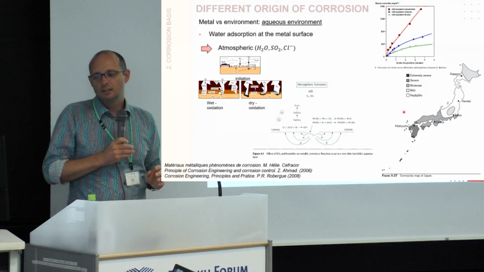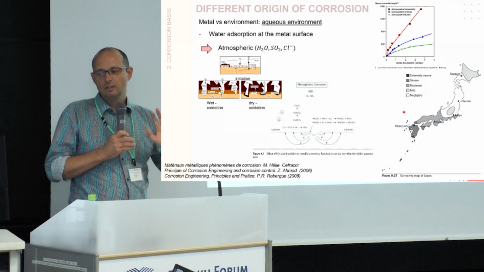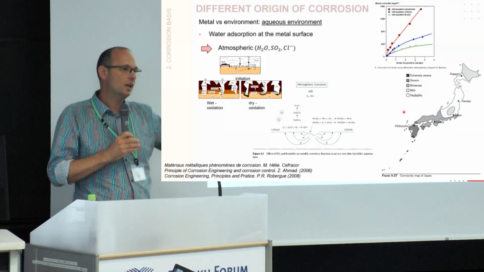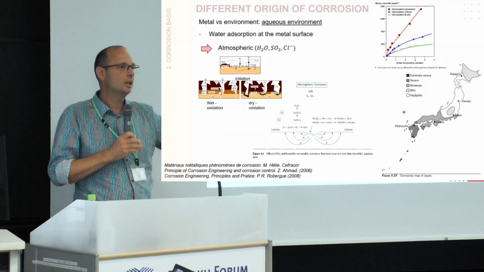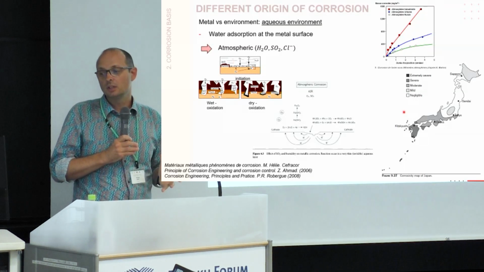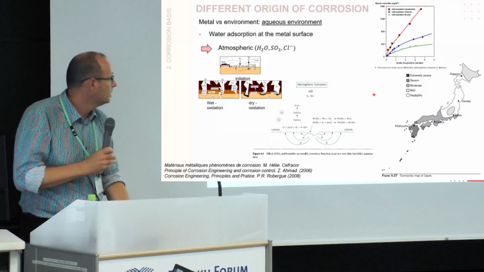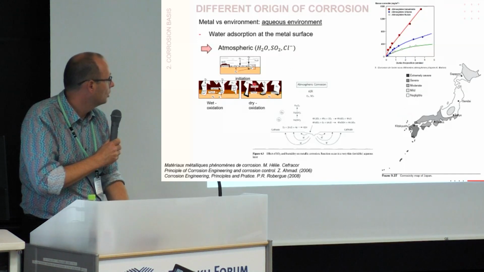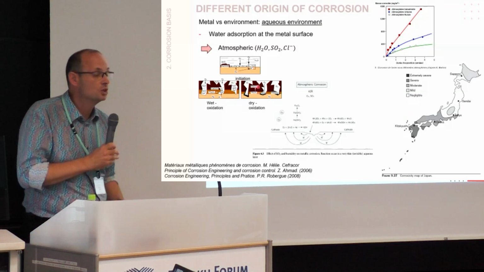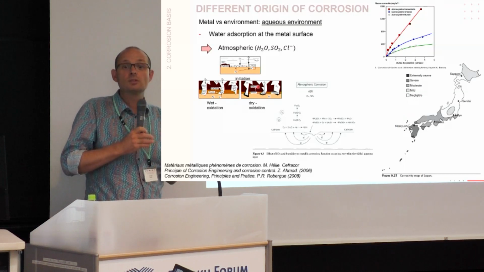So, what is interesting here is to see that not only oxygen and water will act in atmospheric conditions, but also other ionic elements, and they can change the nature of the layer that you are creating on the material. And if you are changing the layer here, you will change the properties of resistance against corrosion.